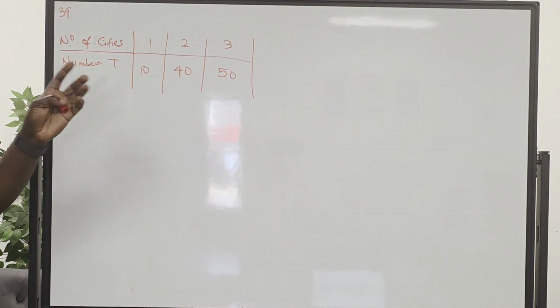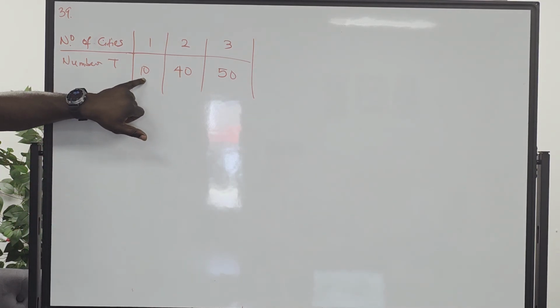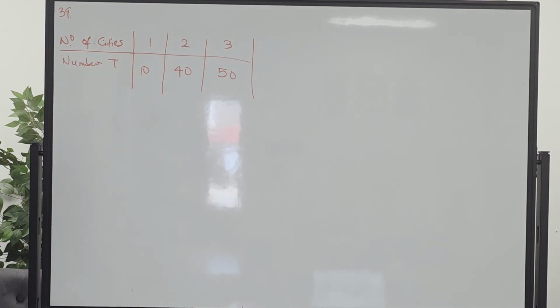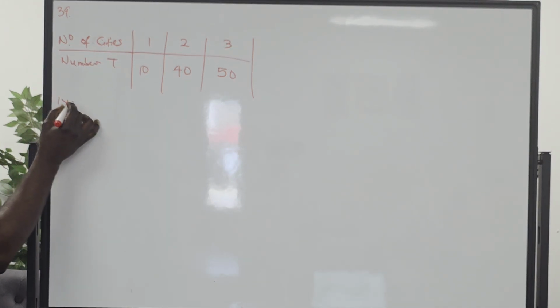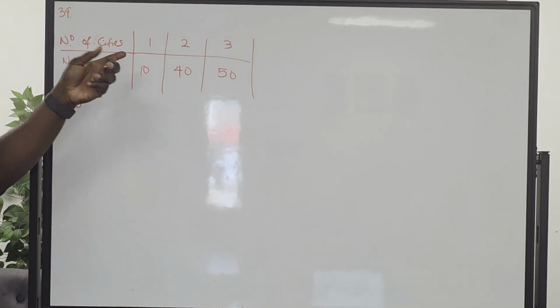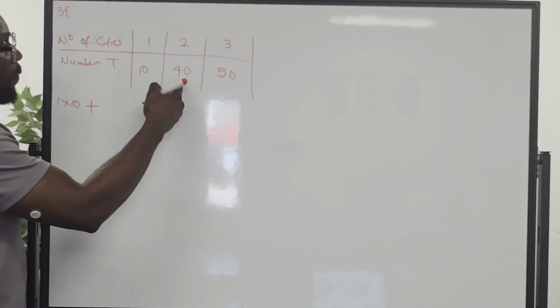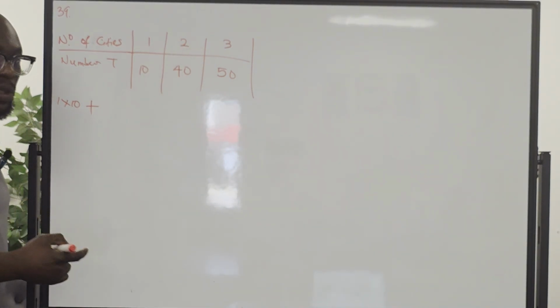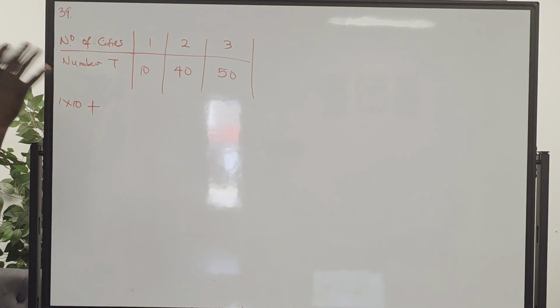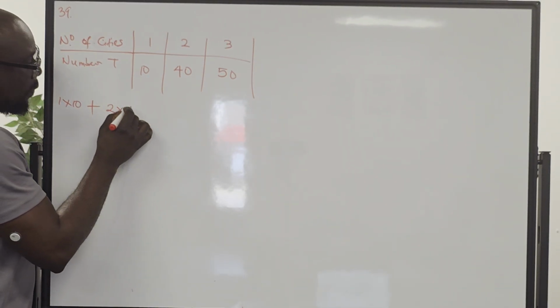So just to quickly explain what this table means, 10 people visited one city. So 1 times 10. So that means you're going to have number of visits. This is going to be 10 for this group. Then you now have 40 people visited twice, which means a total of 80 visits. So that is 2 times 40, right?